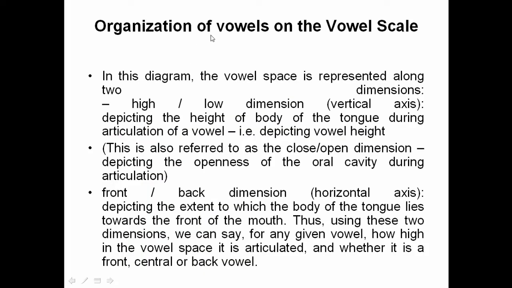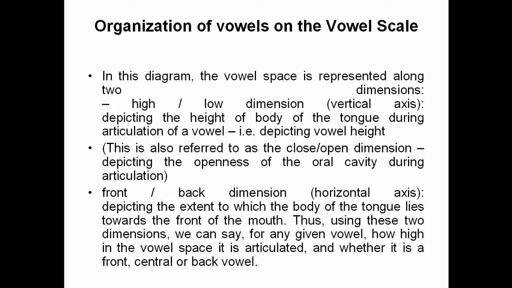Organization of vowels on the vowel scale. In the diagrams that we have just referred to, there are two dimensions: the high-low dimension, which is on the vertical axis, depicting the height of the tongue during articulation of a vowel, that is, vowel height. You can also call it the close or open dimension. For example, if you utter the sound ah, open.